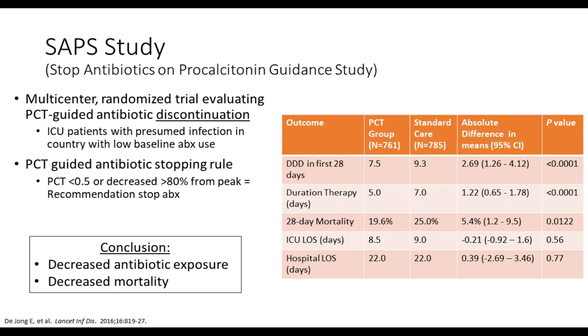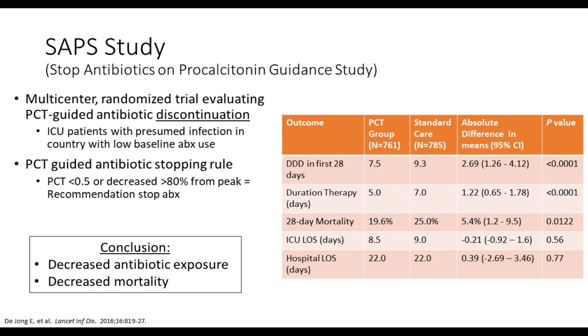And so again, they took patients admitted to the ICU with presumed infection, and they used procalcitonin for stopping. They measured it when patients came in, but they didn't say to stop unless the PCT dropped to less than 0.5 or decreased by 80% from the peak. And then they said, hey, we think you should stop antibiotics. What was the result of this trial? Well, they decreased antibiotic use. And then interestingly, they actually found decreased mortality.